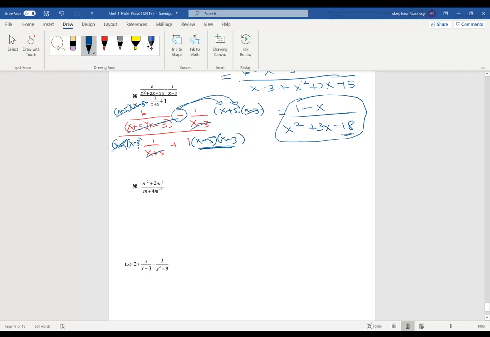All right, the next one is a good review of negative exponents. M to the negative 2 means 1 over m to the positive 2. 2m to the negative third is 2 over m to the positive third. Oh, I'm sorry, that's negative 1. Sorry, there was a glare there. M to the negative 1, it's 2 over m to the positive 1. And then 4m to the negative 2 is 4 over m to the positive 2.